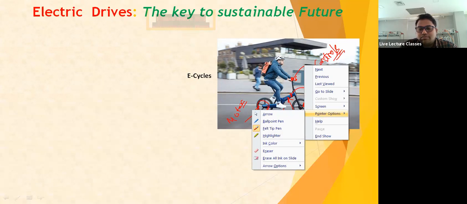So what do you have? So what do you do? You take an Ola or something, like an auto, but it's not possible to take it regularly. So people buy bicycles, scooters, scooties. That is called the last mile journey, right? So e-cycles are going to make a huge difference in this sector.